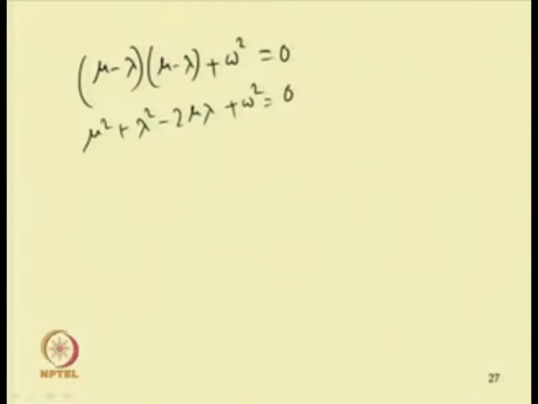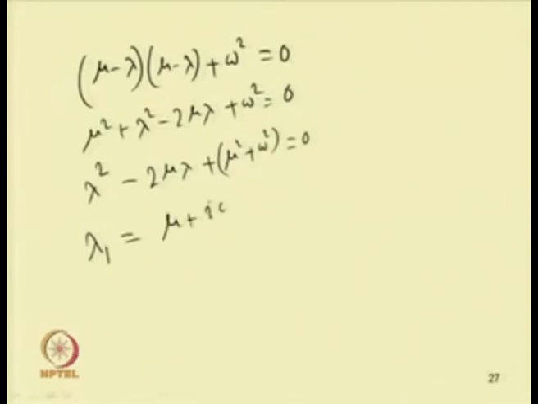So, to solve this equation, I can write lambda square minus 2 mu lambda plus mu square plus omega square equal to 0. From this I can find two values of lambda. So, lambda 1 will be equal to mu plus i omega and lambda 2 becomes mu minus i omega.